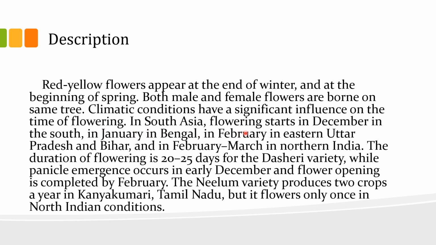In South Asia, flowering starts in December in the south, in January in Bengal, February in eastern Uttar Pradesh and Bihar, and in February to March in northern India. The duration of flowering is 20 to 25 days for the Hishiri variety, while panicle emergence occurs in early December and flower opening is completed by February. The Neelam variety produces two crops a year in Kanchipuram, Tamil Nadu, but it flowers only once in North Indian conditions.